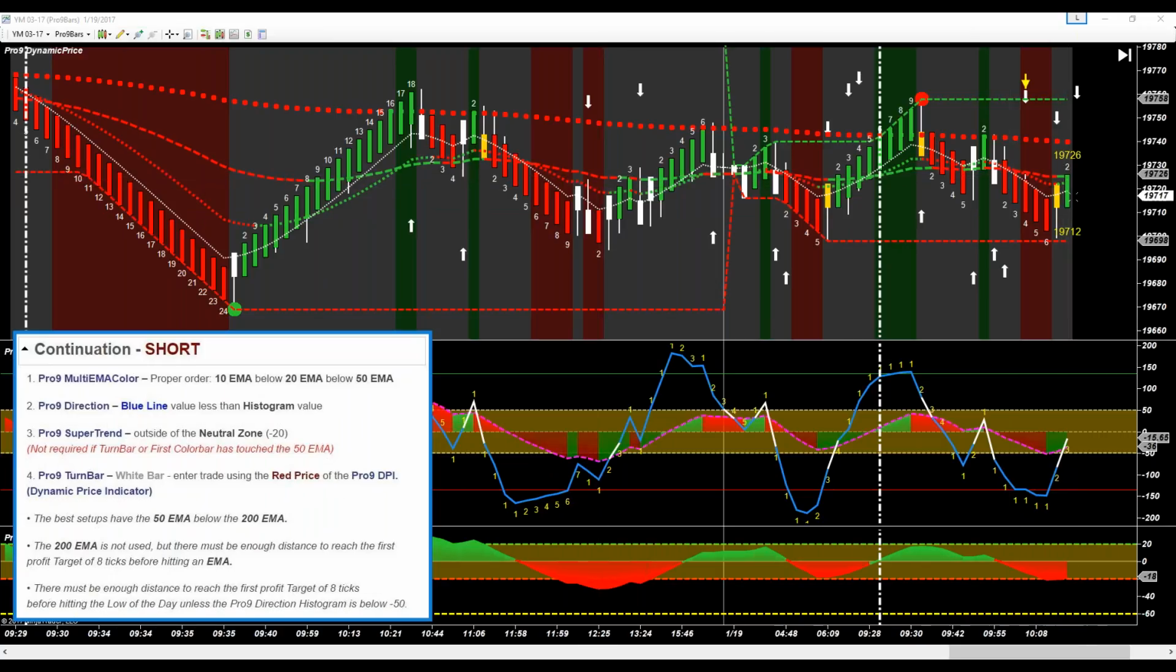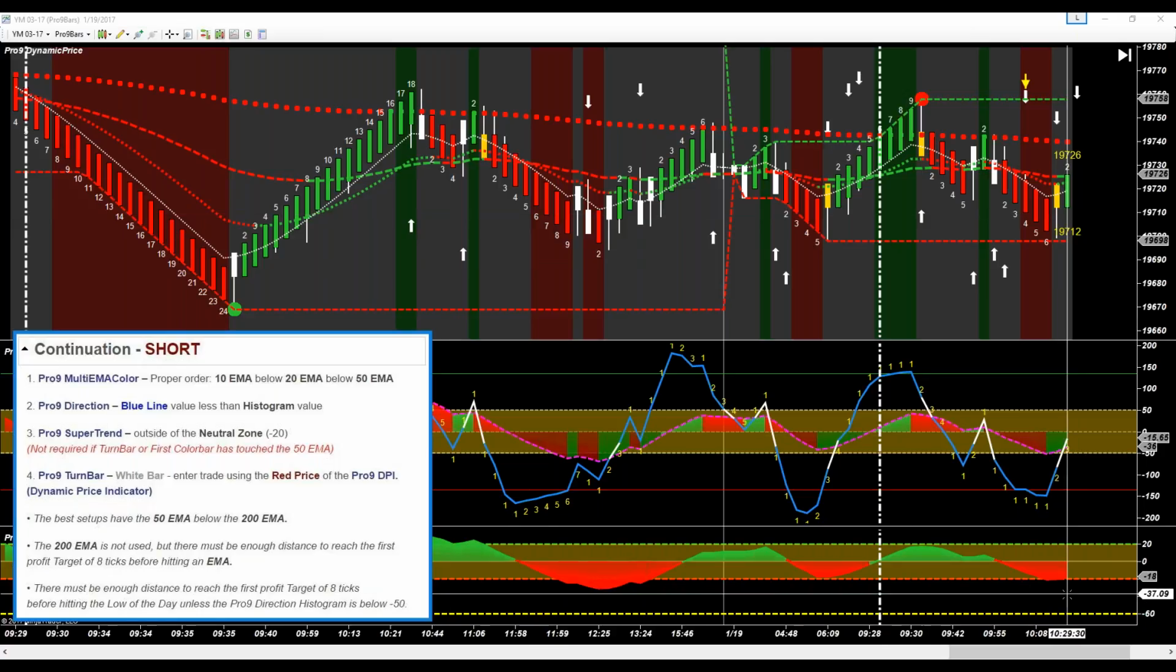So I know I do still have my EMAs in the correct order, my 10, 20, 50, and 200. My blue line is not on the correct side, but it is very close to getting to the correct side of the histogram. As a visual indication, if we're not sure, occasionally it is very close, or it may be difficult to tell just by looking. The blue line will turn white when it crosses from one side of this purple line to the other.